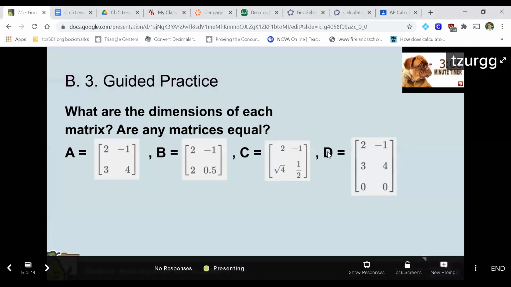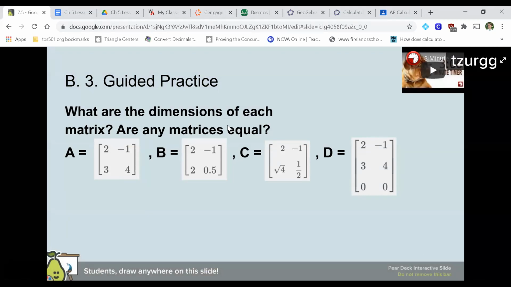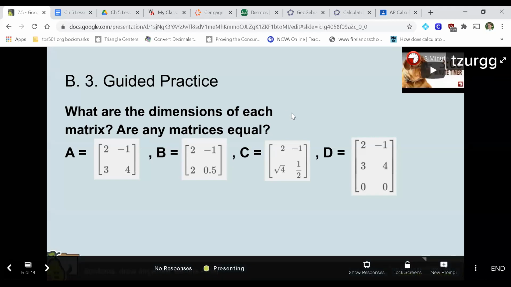Okay. All right, so let's have you try it. I have 4 matrices here, A, B, C, and D. Tell me the dimensions of each matrix and tell me which, if any, of these matrices are equal to each other. I'll give you 3 minutes. And you should be able to draw on this slide so you can label under each one what they are.